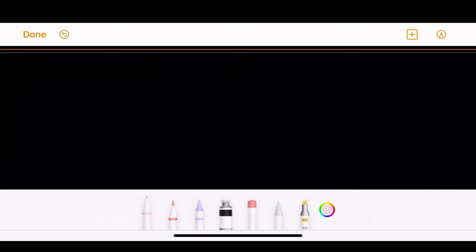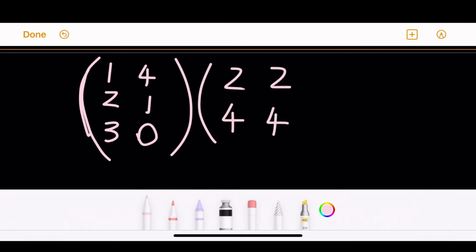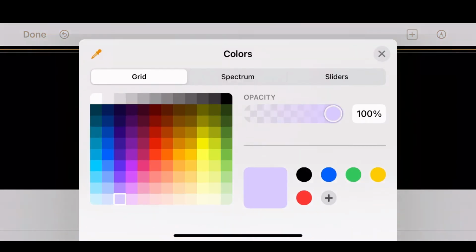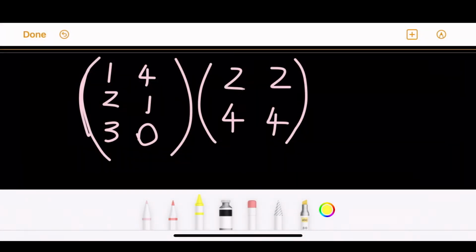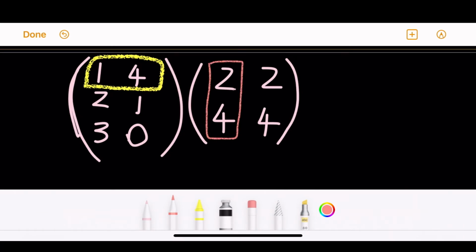Let's say we want to multiply these two together. 1, 4, 2, 1, 3, 0, by 2, 2, 4, 4. I'm going to try to get some more colors. So first of all, we would do this by this. This is our first step.